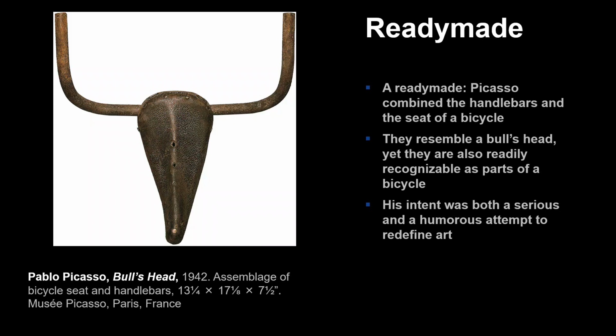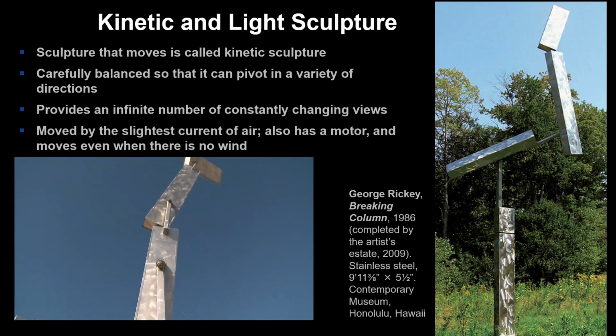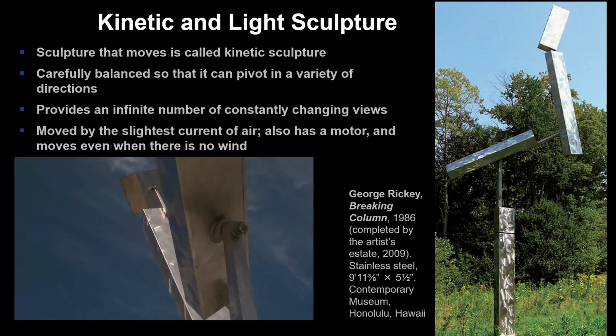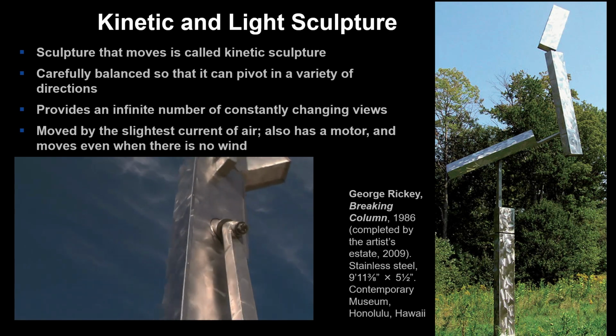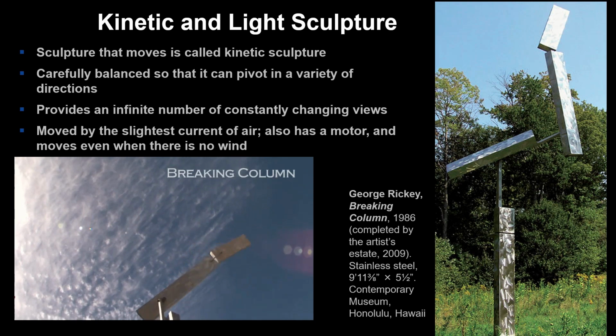So this is a ready-made by Pablo Picasso. He took two objects already made, bicycle parts, so handlebars and a bicycle seat, and by reassembling them, he's created a new object, a bull's head out of these previously ready-made objects. Sometimes sculpture moves. We call this kinetic sculpture. So kinetic sculpture can move due to wind, it can move because of motors, but it moves. That is kinetic sculpture.